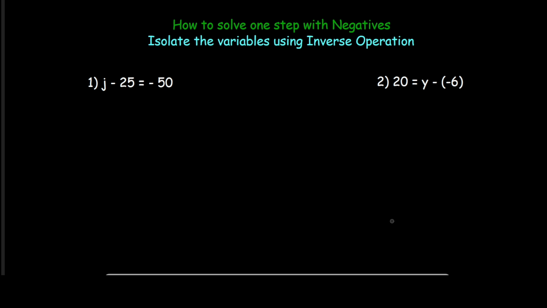Here we have a one-step equation with subtraction having negatives. We need to isolate the variable j from this equation. If we see the left side of the equation, 25 is being subtracted from j, so we have to undo this 25. We are using the inverse operation. And what is the inverse operation of subtraction? Well, it is addition. So I'm going to add 25 to the left side of the equation.